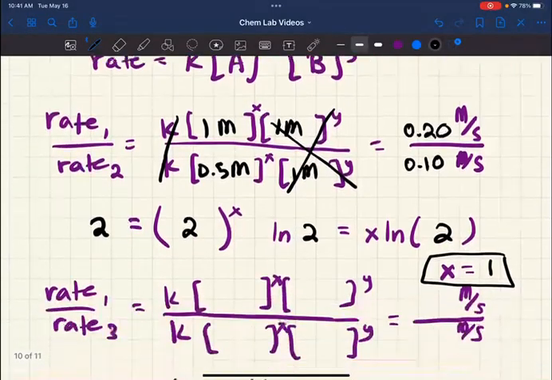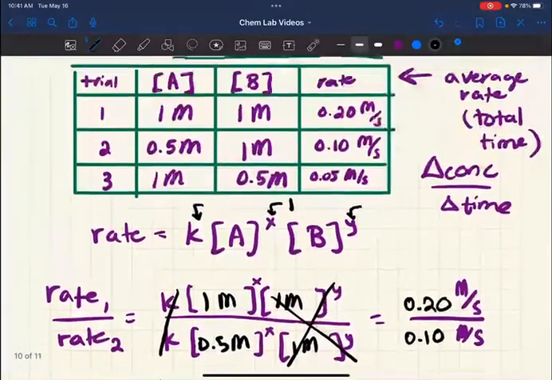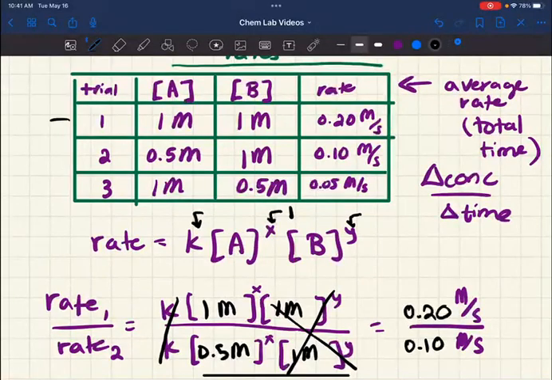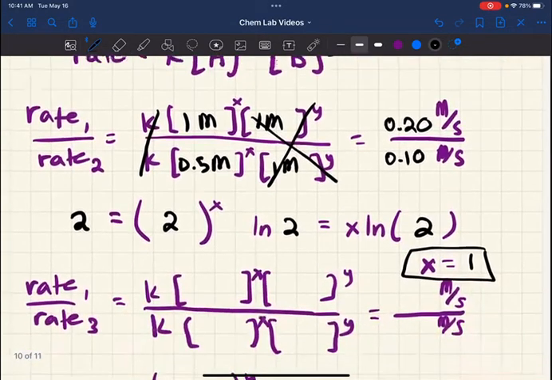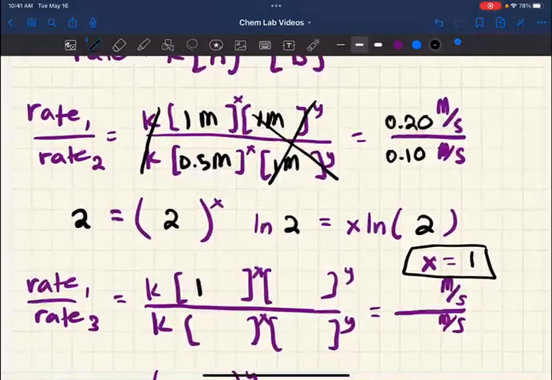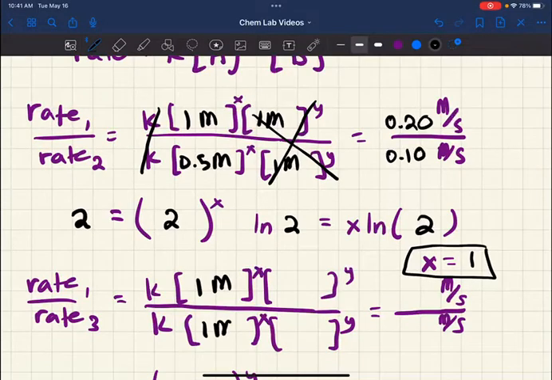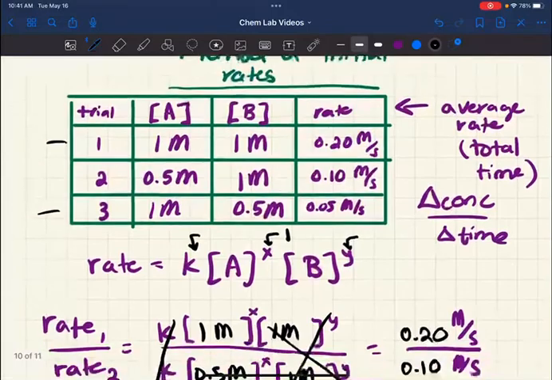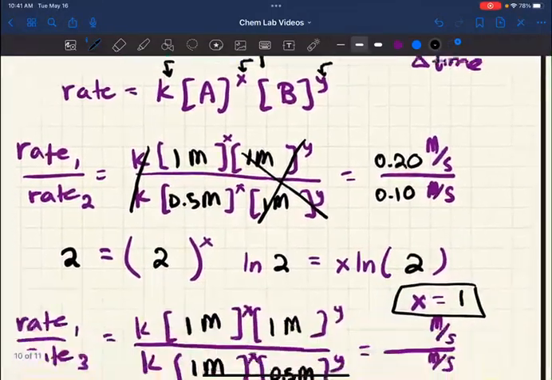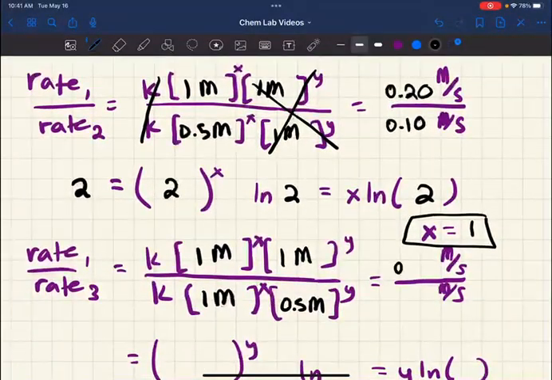All right, then we can move on to comparing rates for trial 1 and 3, because this is the point where we're changing the concentration of B, but not changing the concentration of A. So A was 1 molar in both trials, however B was 1 molar in trial 1 and 0.5 molar in trial 3. All right, and the rates were 0.20 and 0.05, so I can plug those in.